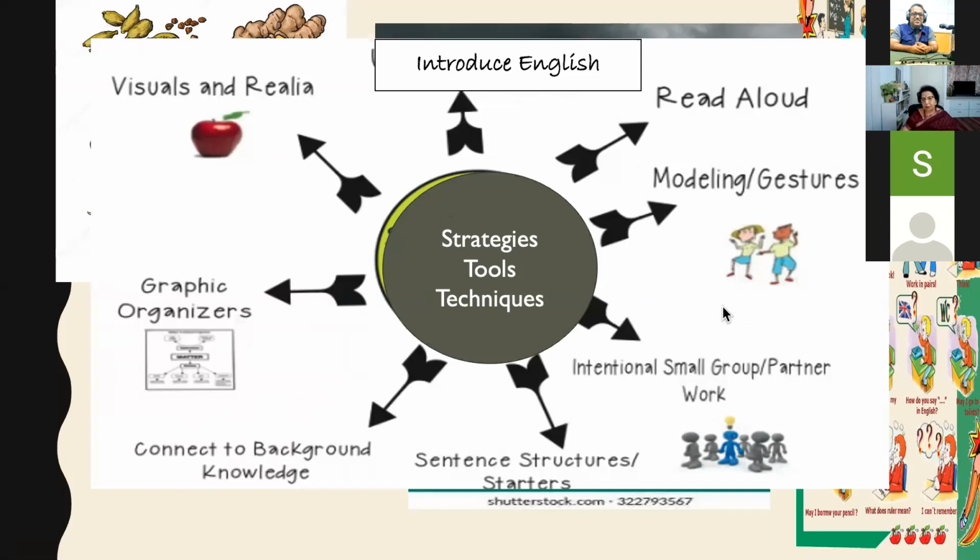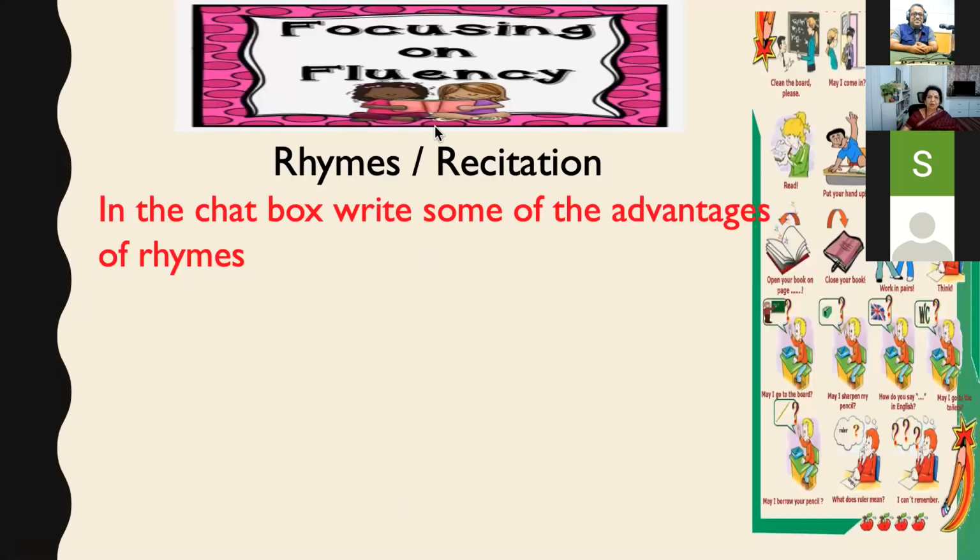Now I come to acquiring, use realia, yes. And the next thing we do is we talk of fluency in speech. You see, we use a lot of rhymes and recitations, and they're beautiful ways of acquiring fluency.